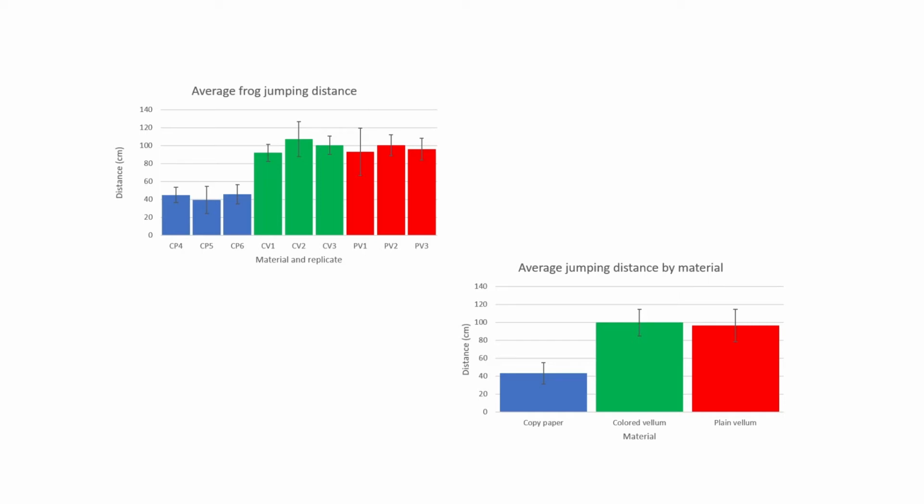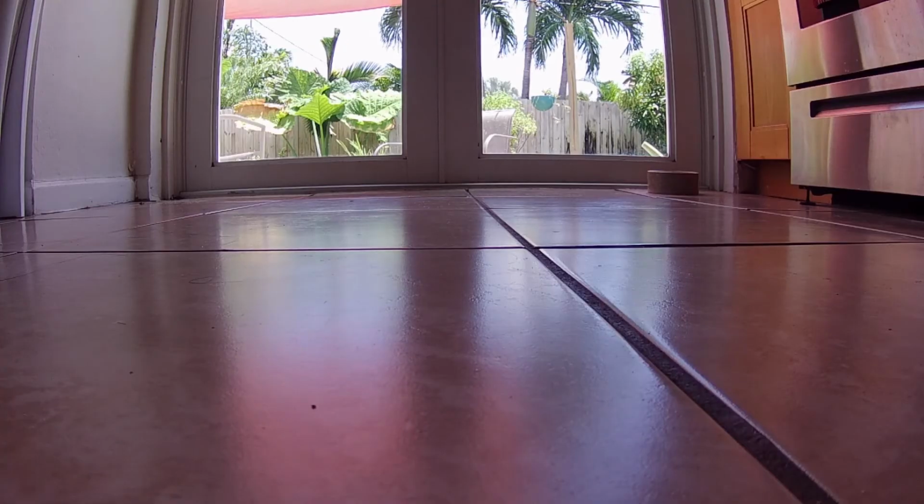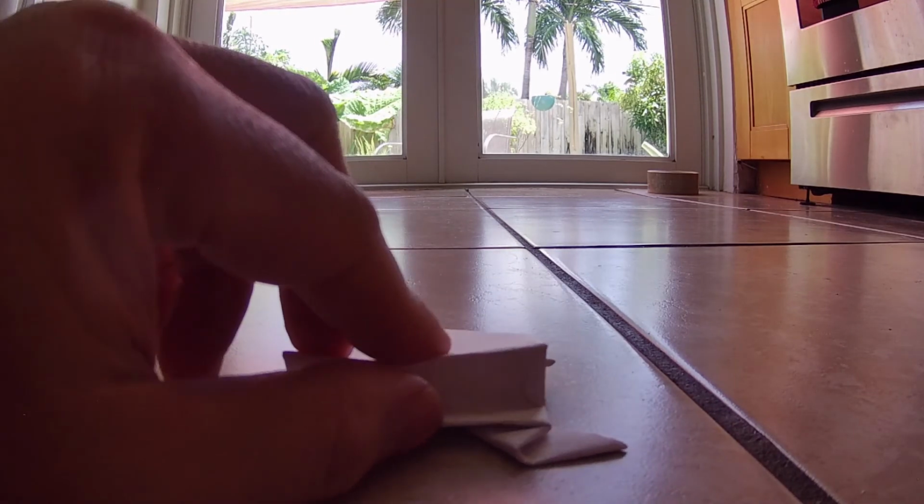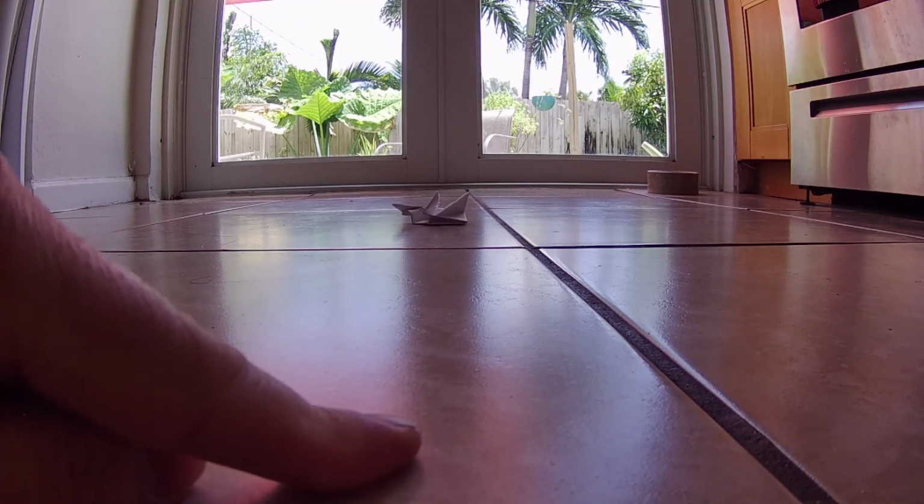The graph suggests that there is a difference in distance jumped between the copy paper and the vellum. There did not appear to be a difference between the vellum types, however. Without a statistical test, we cannot quantify probabilities. However, the graph suggests that we would reject our null hypothesis, but only partially support our alternative hypothesis.